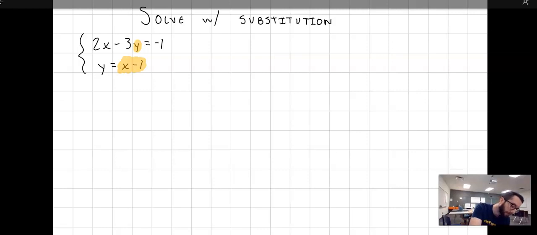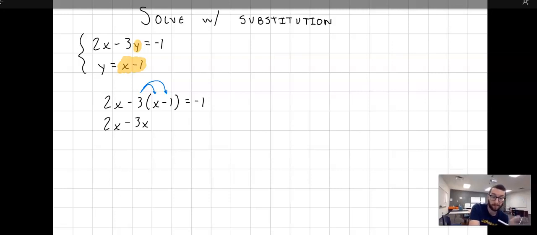So I have 2x minus 3y, but we just said y is x minus 1. So that's what the equation says. Again, I just replaced y with x minus 1 because that second one literally says y equals x minus 1. So I'm going to do the distributive property. I have 2x minus 3 times x is 3x, minus 3 times negative 1, right? There's two negatives there. Be careful with those. So that makes a positive 3 equals negative 1.